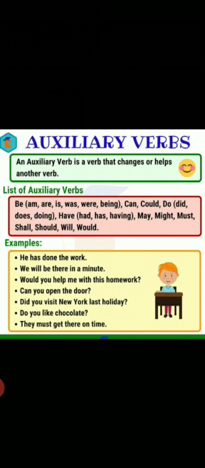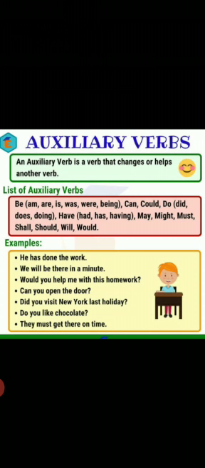So helping verbs can be am, are, is, was, were, and being. Can, could, do, did, does, doing, have, has, had, having. So these are a few helping verbs, forms of be, do, can, have. They are changed according to the tenses or show the manner of action expressed by the principal verb, the main verb. They are also used to form question and negative sentences as well.